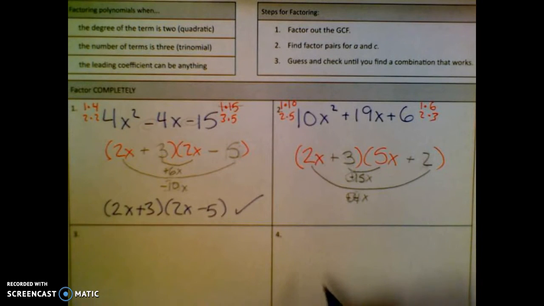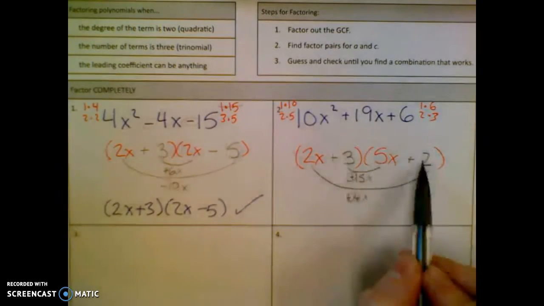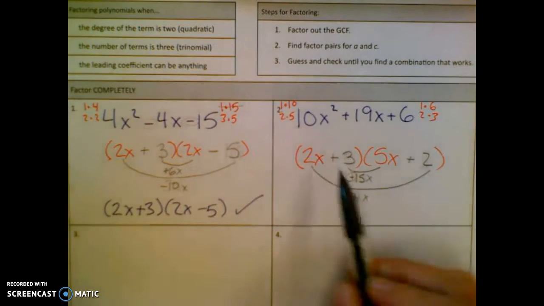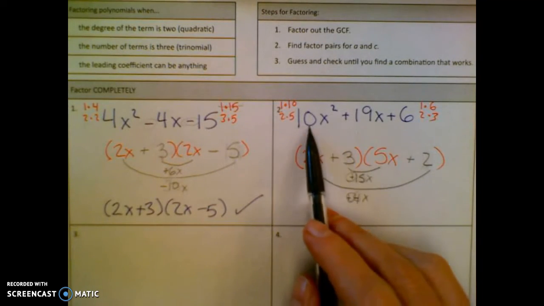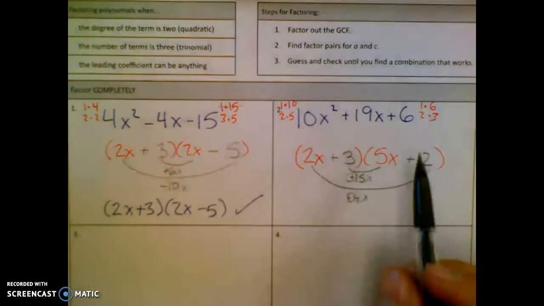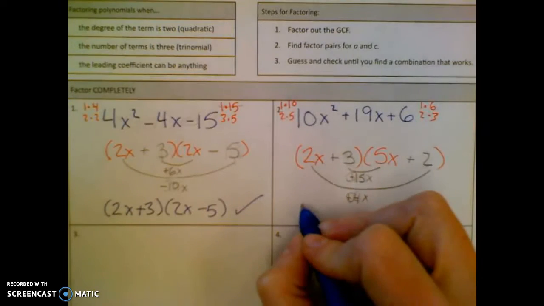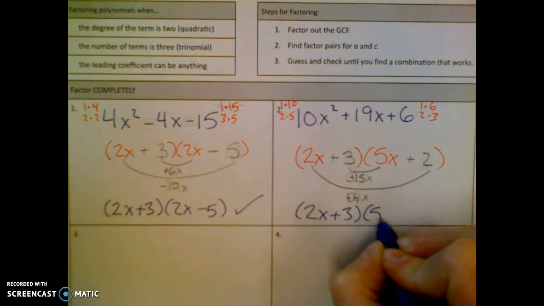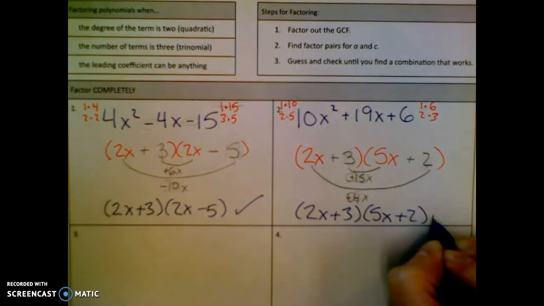Okay, let's go ahead and make sure our last products work. Does 3 times 2 give me a positive 6? Yes. Does 2x times 5x give me a 10x squared? Yes. So it took me 2 tries and then I got it. So I'm going to go ahead and copy this answer down. My answer is 2x plus 3 and 5x plus 2.